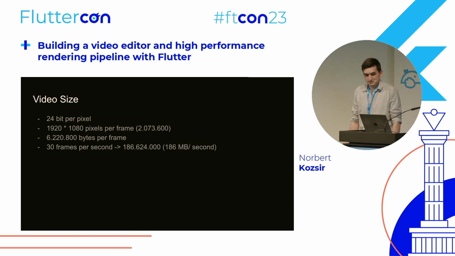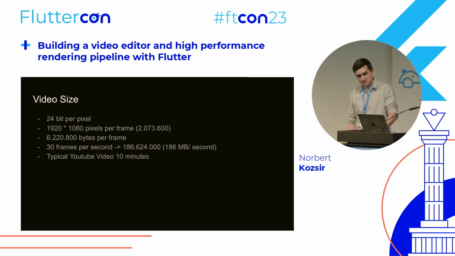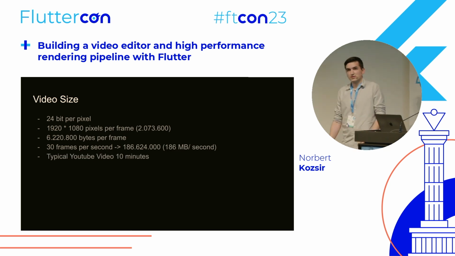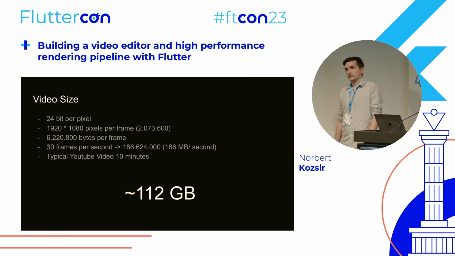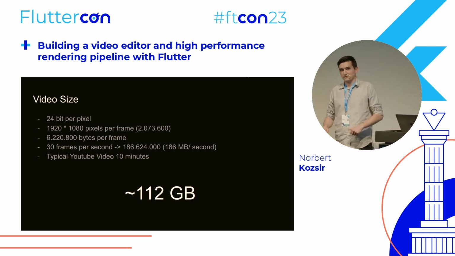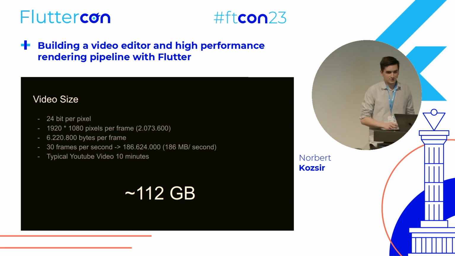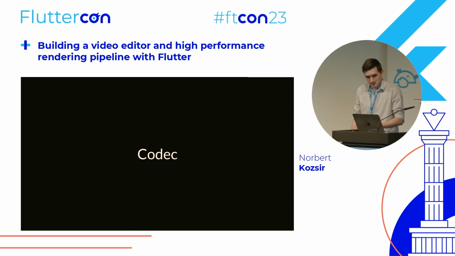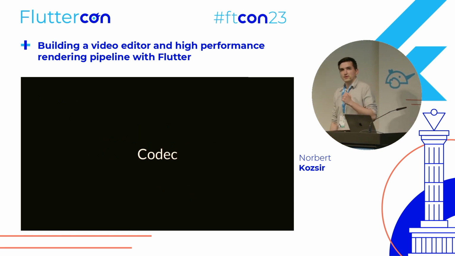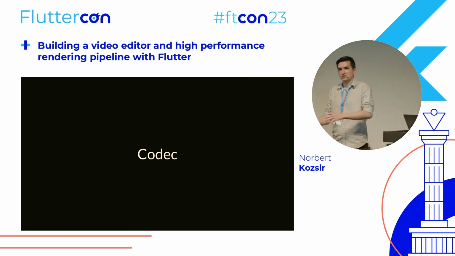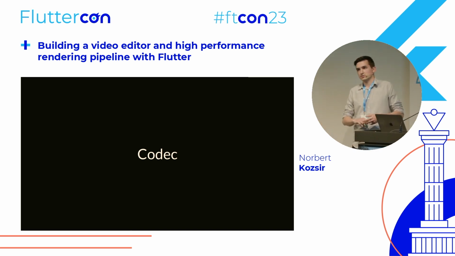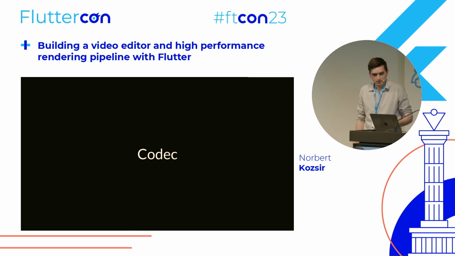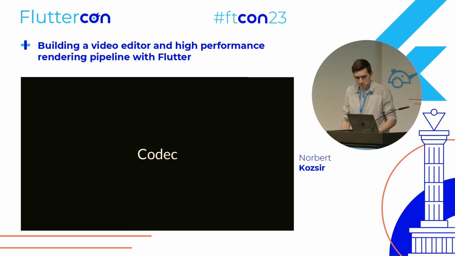30 frames per second, it's already about 200 megabytes a second. Let's say we have a typical YouTube video, which is 10 minutes. That's 112 gigabytes of data that you would be downloading for every single YouTube video you would be watching, which is not feasible. And this is where codecs come into play. Codecs are basically just an encoder and a decoder, and they make it so you can have videos that are actually not this huge.